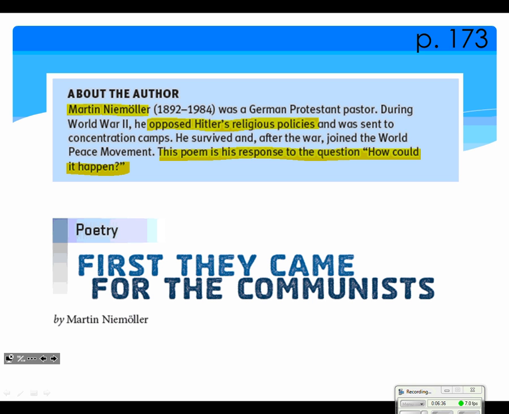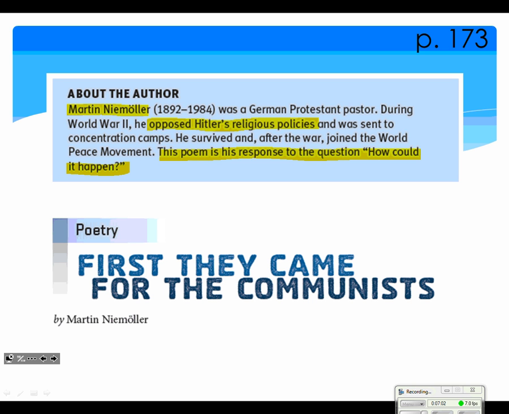Now, the piece that we're reading today is poetry, and it comes from a man named Martin Niemöller. What's interesting about Niemöller is that he was a German, so you would think he wouldn't be touched. He was a Protestant pastor, so he was not someone that celebrated the Jewish faith. He didn't practice it, but the reason why he became a victim, he opposed Hitler's policies.